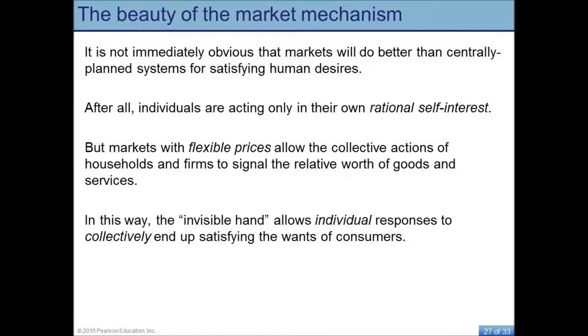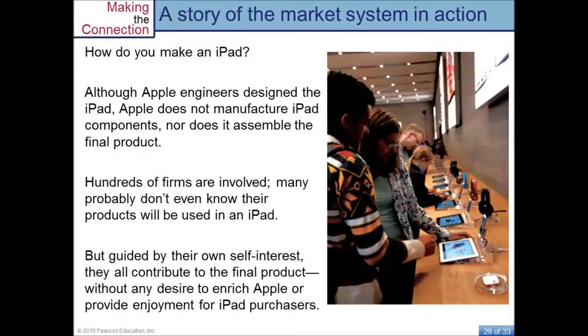So markets with flexible prices allow the collective actions of households and firms to signal the relative worth of goods and services. In other words, we let people know what we're willing to buy for. Sellers let people know what they're willing to sell for. We detect the signals from the other from a communication standpoint. Messages are being sent back and forth. And eventually, after negotiation, we can come to some price we can agree on, and a transaction occurs and trade is made. We all benefit from this. So the invisible hand allows individual responses to collectively end up satisfying the wants of consumers.